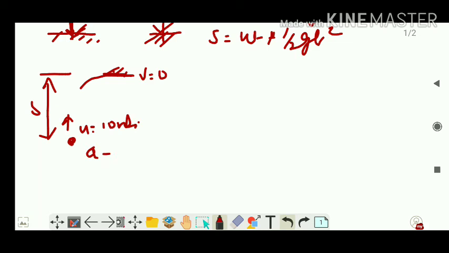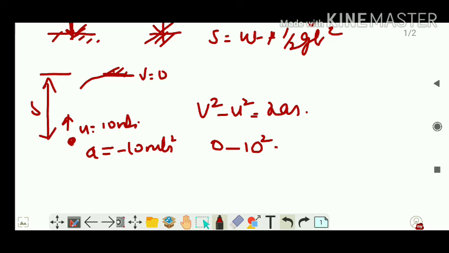What is a? Minus 10 meter per second squared, right? So v squared minus u squared is equal to 2as, right? You have the other parameters. Obviously you can find the value of s, right? What is v? It is 0. What is u? 10, squared, and 2 times minus 10. You can find the value of s. This one, the maximum height, can be found. You will find the value as around 5 meter, right?